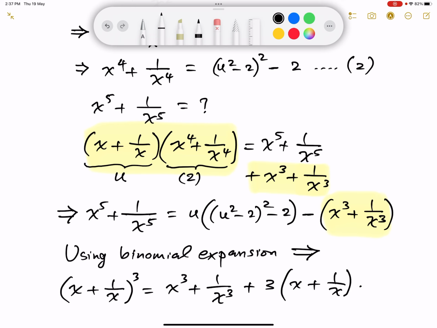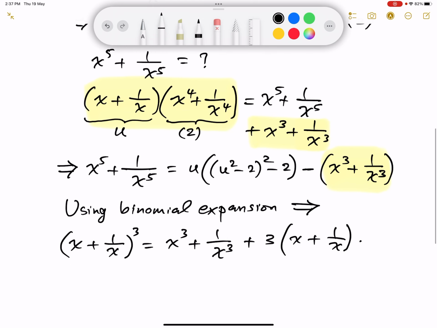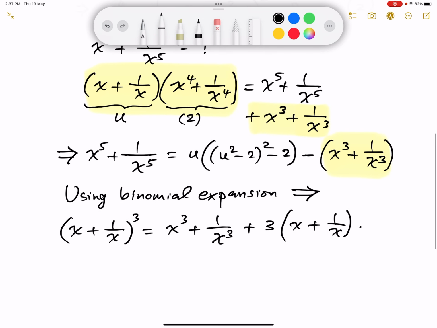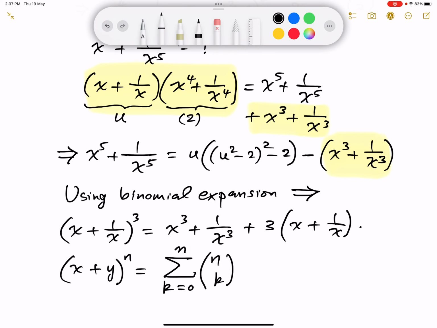And you can double check this final result here using the binomial expansion. Just to remind you of the binomial expansion, if we have (x + y) all raised to the power n, then this is equal to the summation from k equals 0 all the way to n, n choose k, x to the power k, y to the power n minus k.